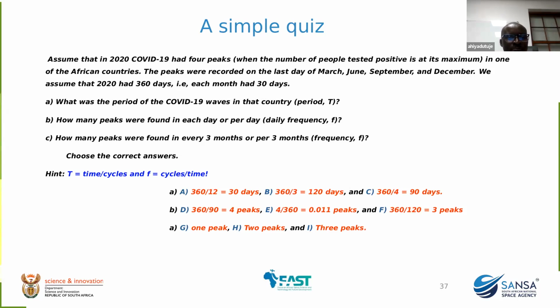And the last one. How many peaks were found every 3 months? It was 1 peak. Yes, every 3 months you get 1 peak.